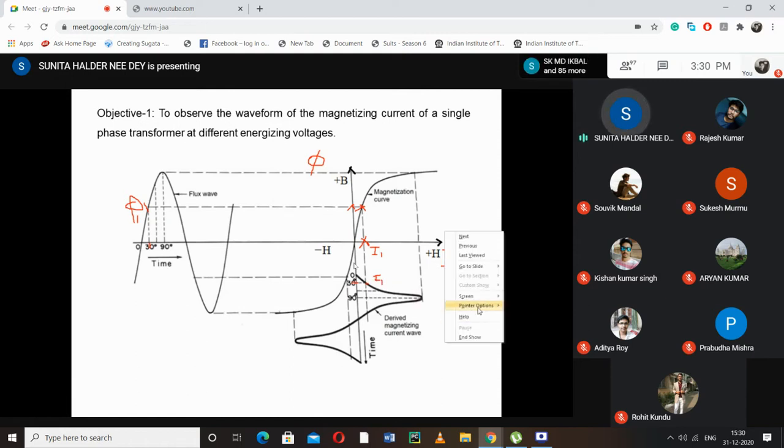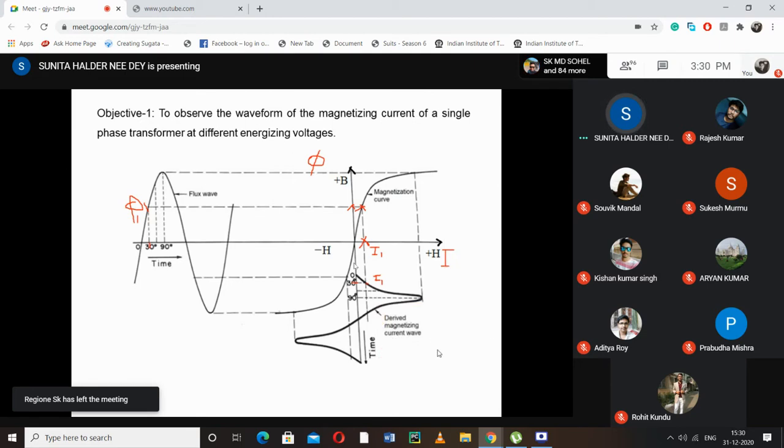I think you have learned this one in 3-phase transformer, is it not? Or in AC machines maybe. Have you learned this? Yes, ma'am.